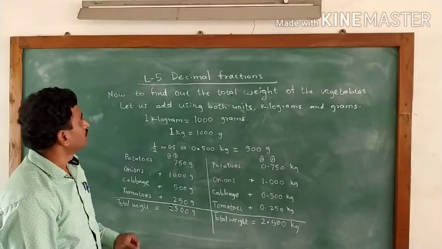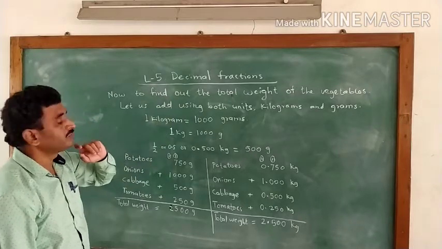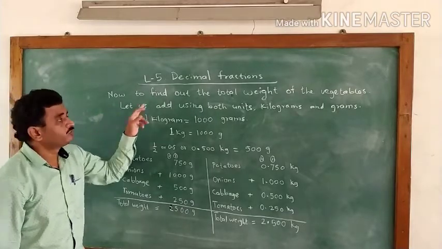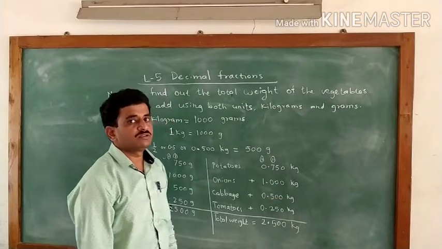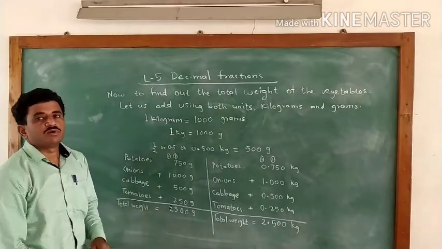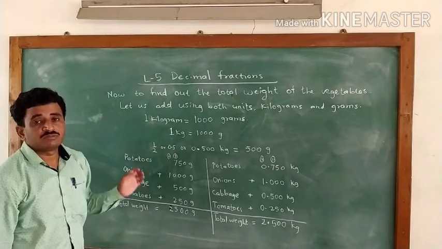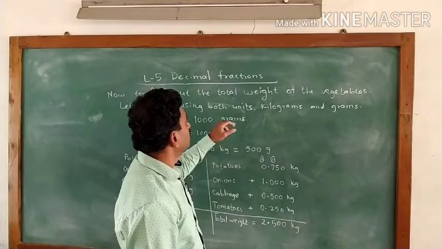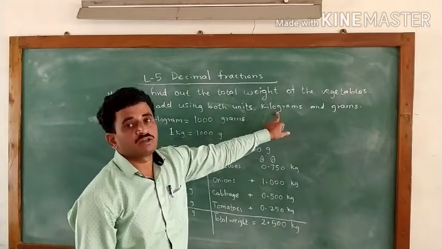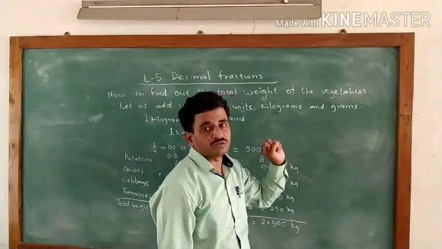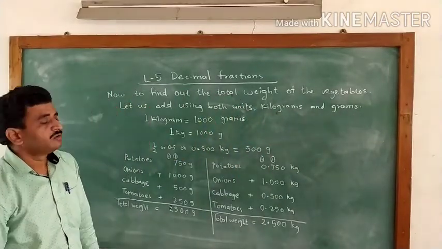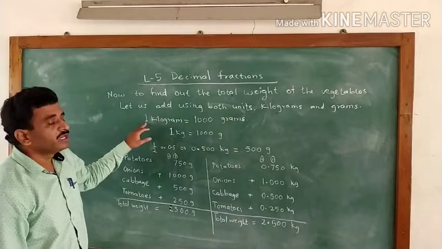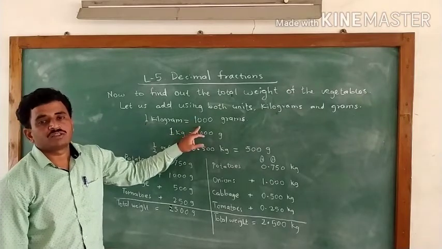Now we are going to see decimal fractions, lesson number 5. In that, the next example is that we have to find the total weight of vegetables when we go to a market to buy vegetables. So we are buying different vegetables, and we are adding them in both units. Which are the both units? First one in kilograms, and we can add in grams. First we have to know, 1 kilogram means how many grams. In 1 kilo how many grams are there? When we take 1 kilo, it means we take 1000 grams.